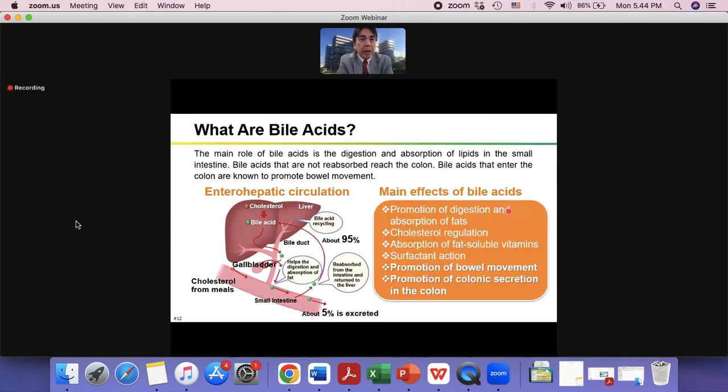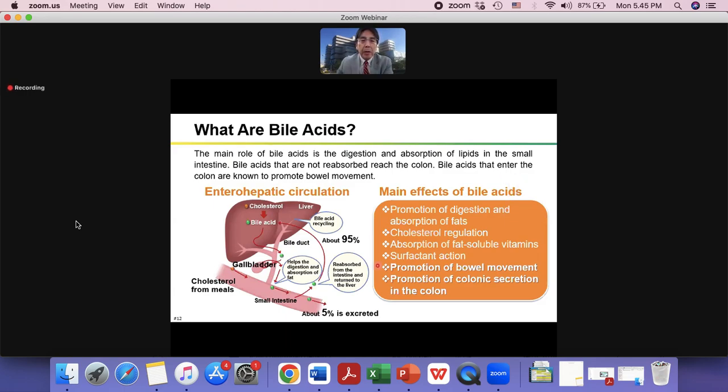So what is Elobixibat? It is a bile acid transporter inhibitor. First of all, what are bile acids? As you can see here, the main role of bile acid is digestion and absorption of lipid in the small intestine. Bile acids that are not absorbed reach the colon. Just only 5% reach the colon.